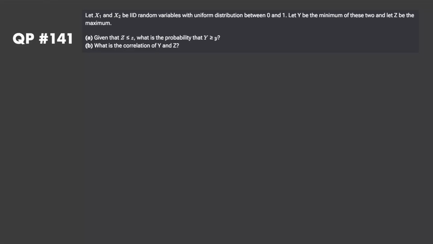Hello everyone, today let's take a look at QP141, another order stats question. So we basically have x1 and x2 as IID random variables with uniform distribution between 0 and 1. We let y be the minimum of them and we let z be the maximum.